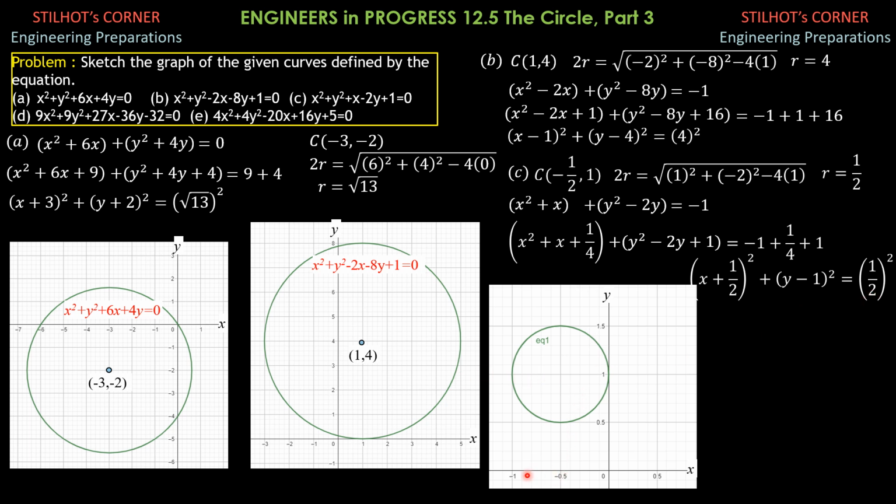So the graduation here is by 0.5. This is negative 1/2 or negative 0.5, 1. That's 1. And the radius is 0.5 or 1/2. So that's the circle x squared plus y squared plus x minus 2y plus 1 equals 0. So for the next circle, let's have it on the next slide.